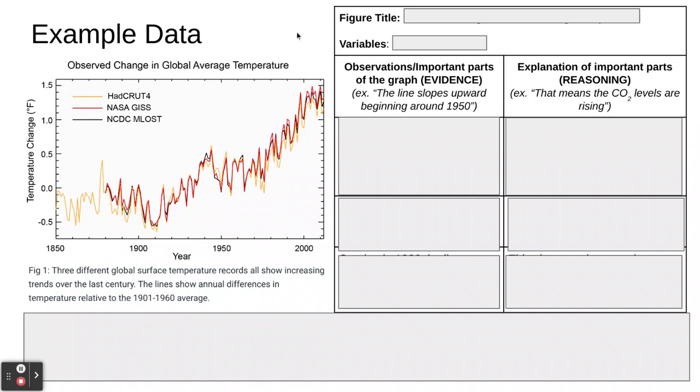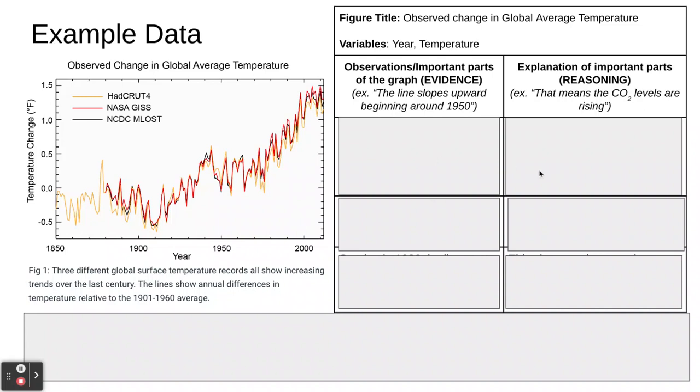So the first thing I need to do is write down the title. And then I need to identify the variables. It's kind of nice. This one is a graph, so I'm pretty comfortable knowing, okay, I've got my year and temperature change. Great. Year and temperature. Easy. It might be a little harder if you're looking at a map. You might have to interpret what those variables are a little bit more.